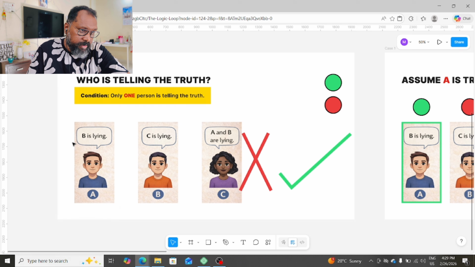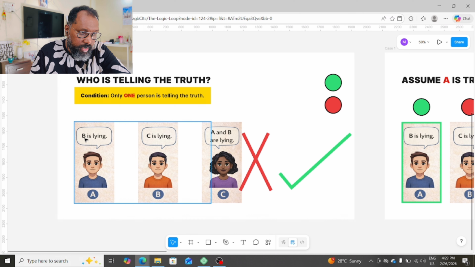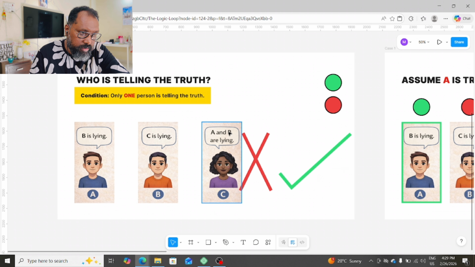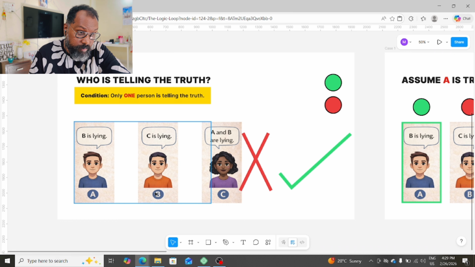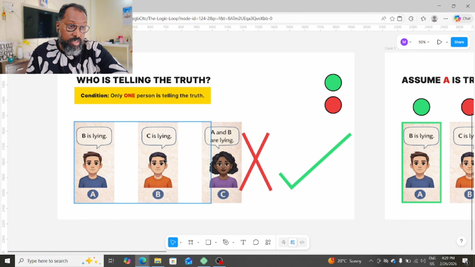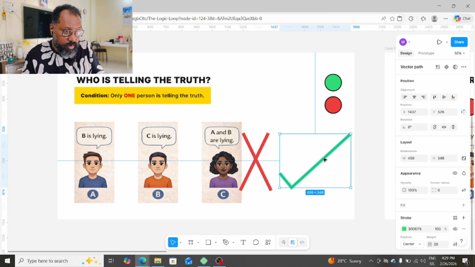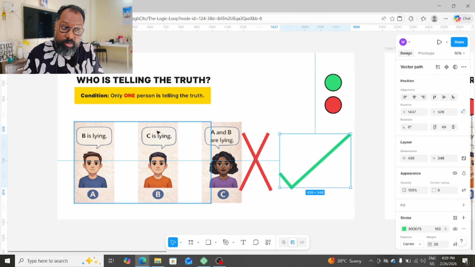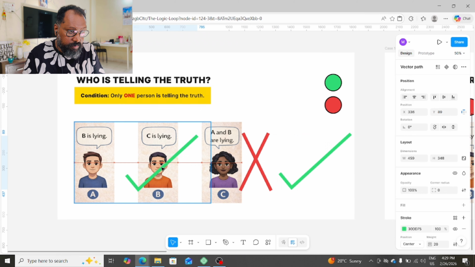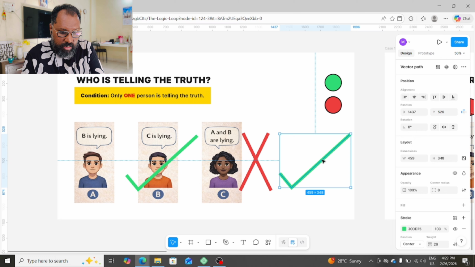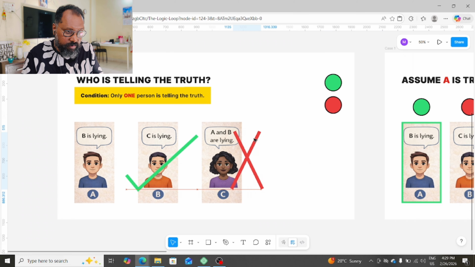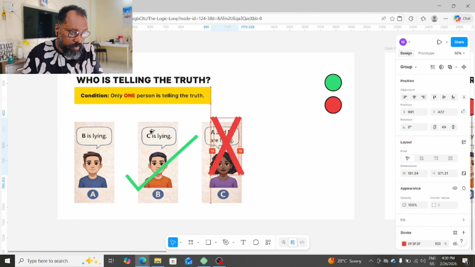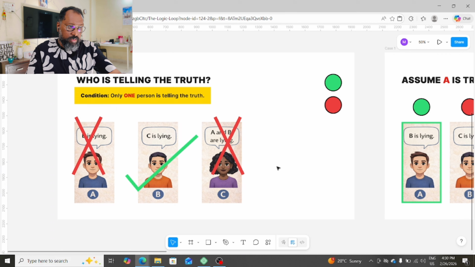Now we saw that case 1 and case 3 got rejected, but case 2, where B is telling the truth, got satisfied with all the conditions. So then we found that B is the only guy who is telling the truth, and the rest are all lying. This one is C is lying and A is also lying.